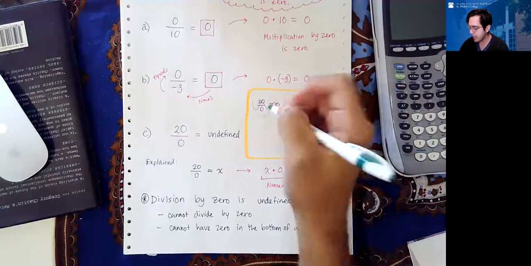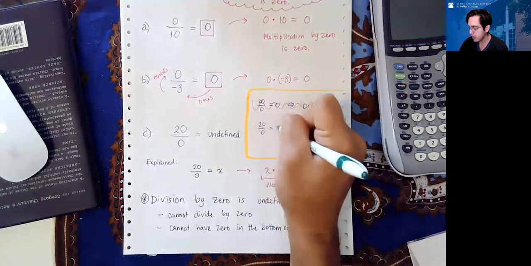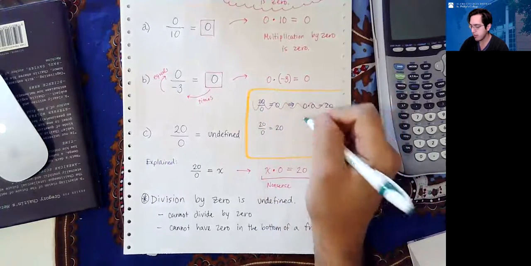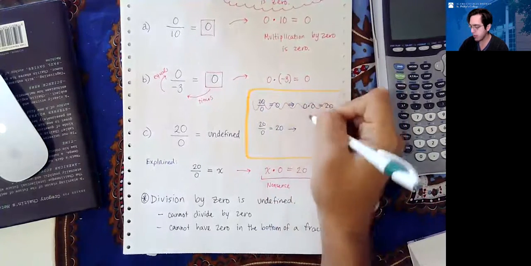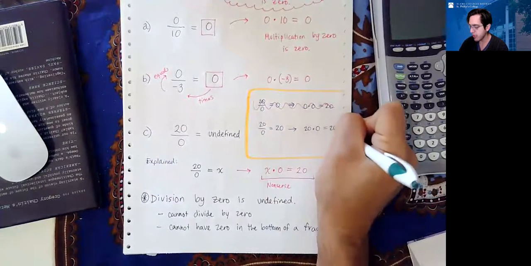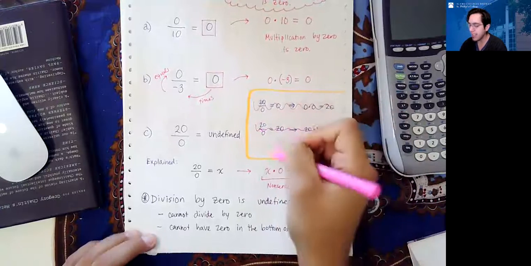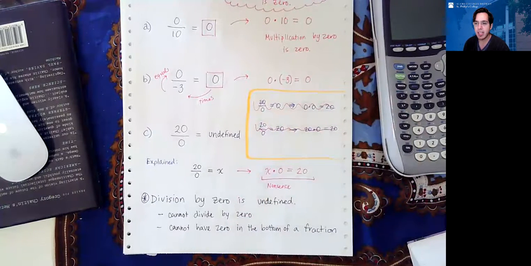And if you wanted to guess, let's say 20 divided by 0 should be equal to 20, then that would imply that 20 times 0 is equal to 20. And that also doesn't make any sense. You could guess any number here, and it always leads to nonsense.